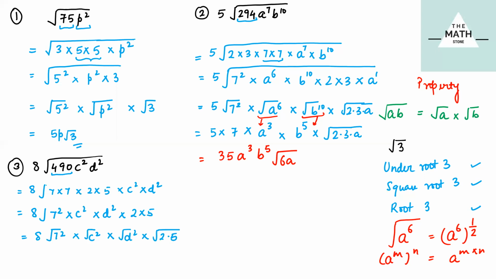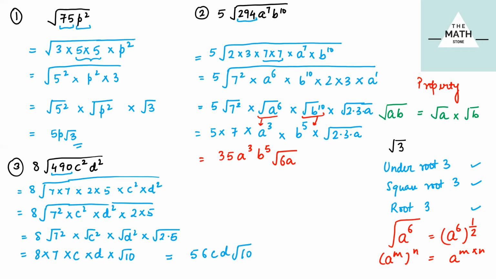So this is a complete square root all the way till here. So then I get 8 times 7 times c times d times the square root of 10, and this is equal to 8 times 7 is 56 c d square root of 10.